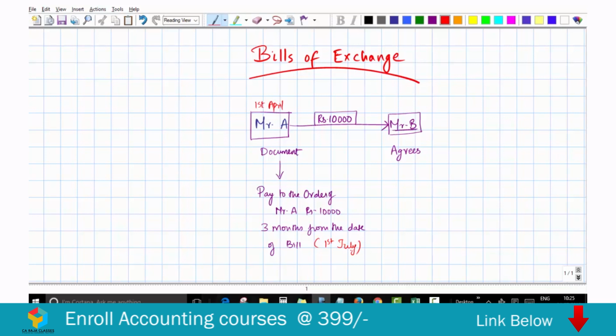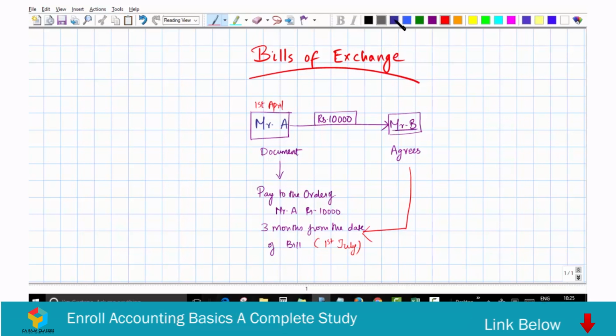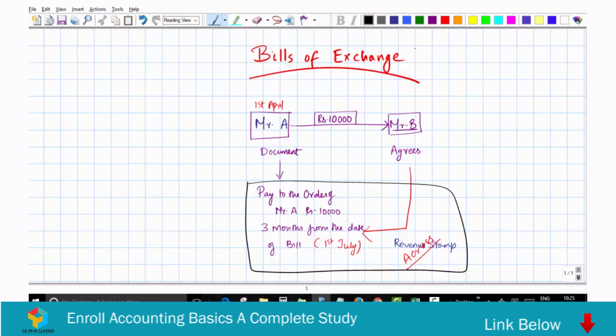So Mr. A prepares this document and he sends it to Mr. B. Mr. B receives this document and is accepting it, and how is he communicating his acceptance? He affixes a revenue stamp and he signs across the revenue stamp, and he says that he is accepting. That is, on the face of the document, let's say this is the document, on the face of the document he writes "accepted". So now this document becomes a legal document.